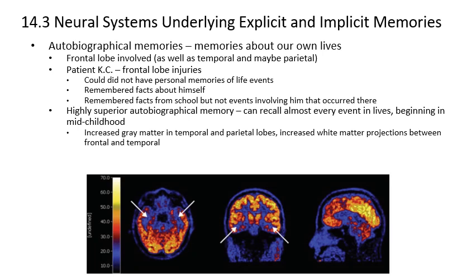Autobiographical memories are memories about our own lives, and these have a unique neural signature as well. The frontal lobes are involved, as well as the temporal and maybe parietal lobes. There was a patient, Casey, who had frontal lobe injuries and couldn't remember any personal memories of life events. He remembered facts about himself, facts about the school that he attended, and the information he had learned in high school, but he couldn't remember any events that involved him occurring at his high school. There are individuals who have highly superior autobiographical memory, who can recall almost every event in their lives beginning in mid-childhood, and this is associated with increased gray matter in temporal and parietal regions and increased white matter projections between frontal and temporal regions.